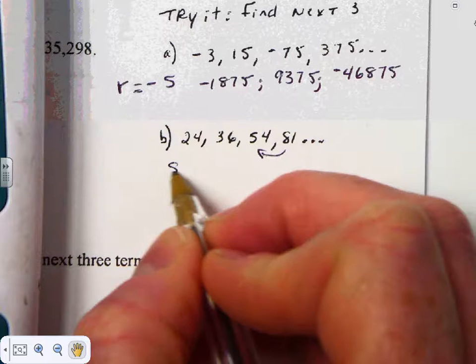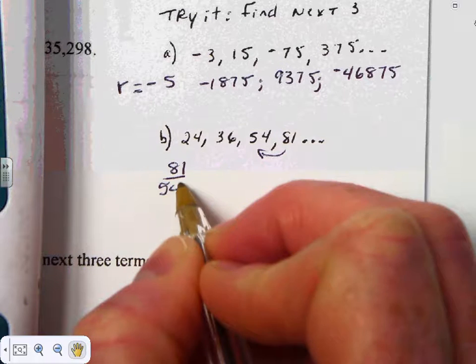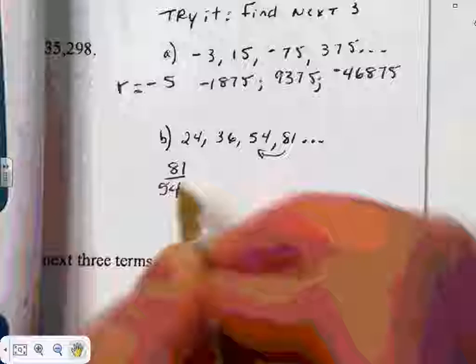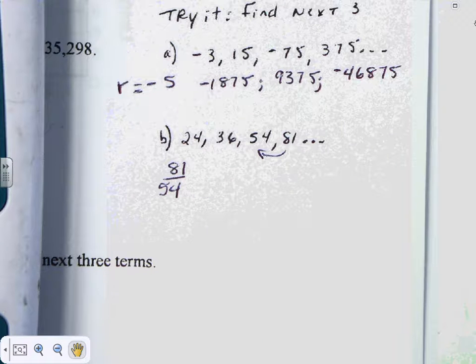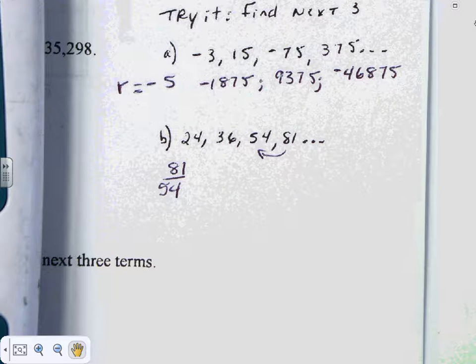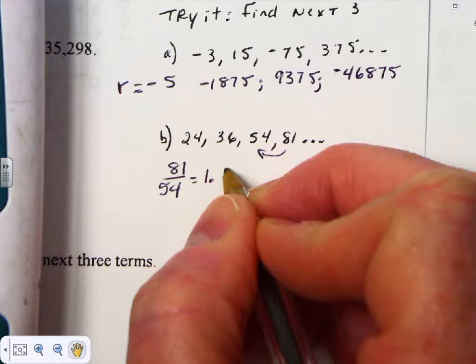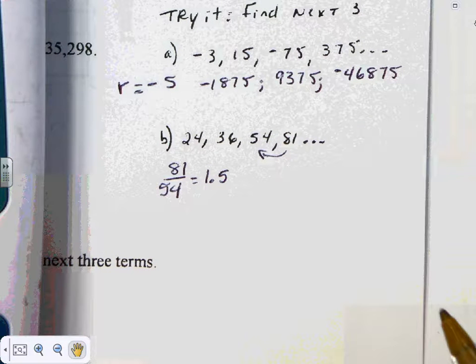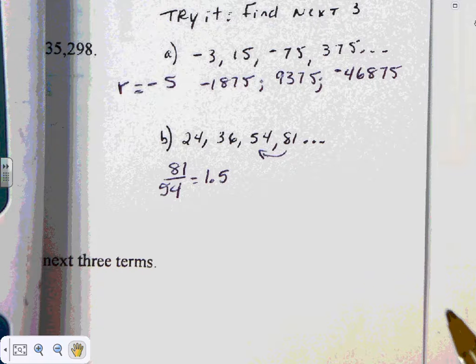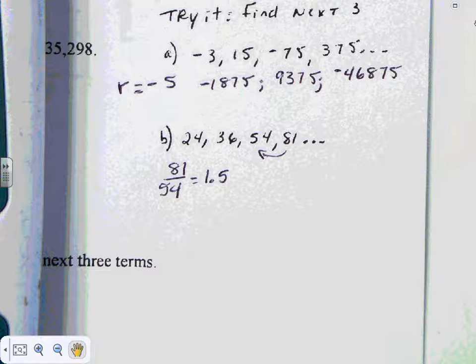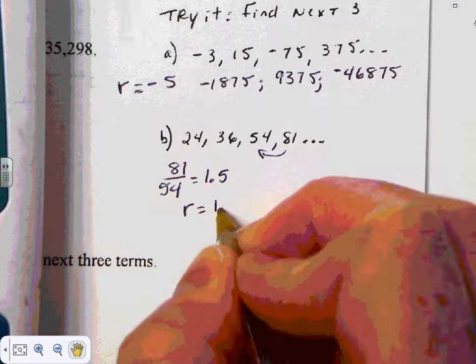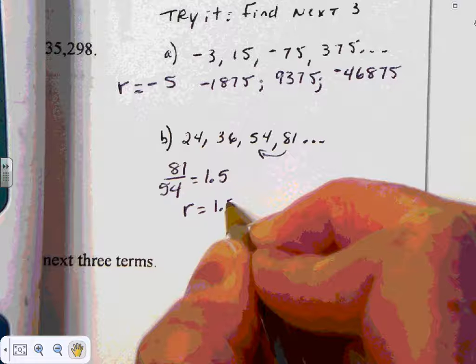81 divided by the 54. What'd you get? 1.5 or 3 over 2. So it doesn't matter which one you use, they're the same value, okay? So my r value is 1.5 or 3 over 2, whichever you prefer.